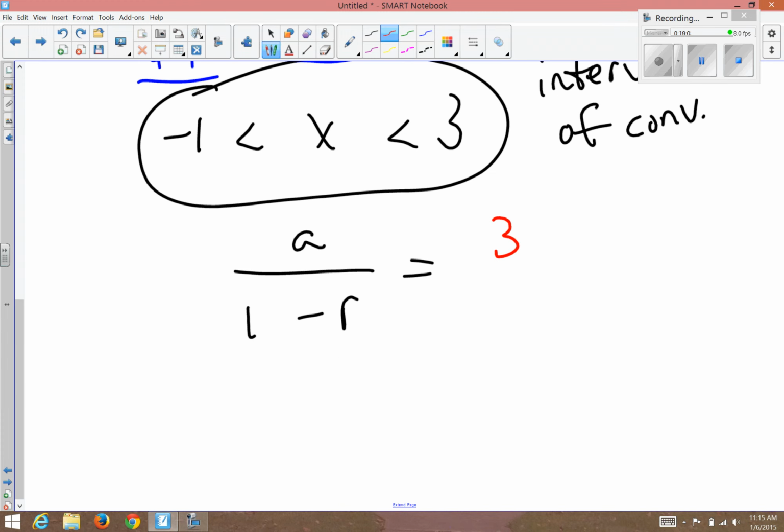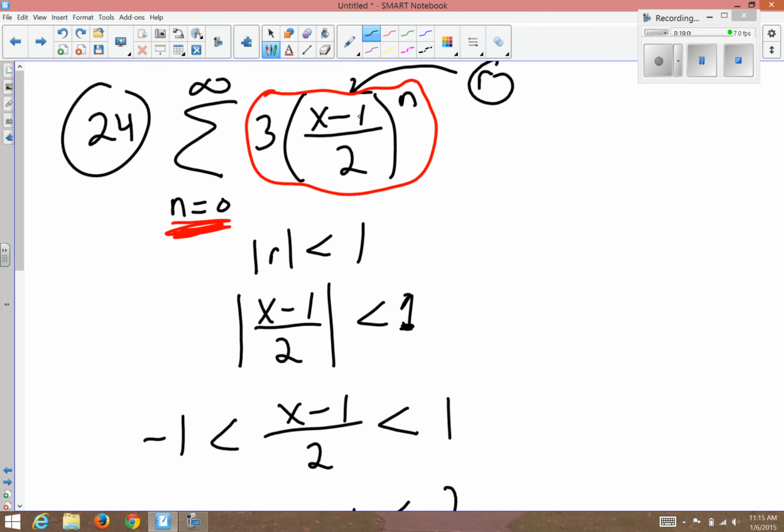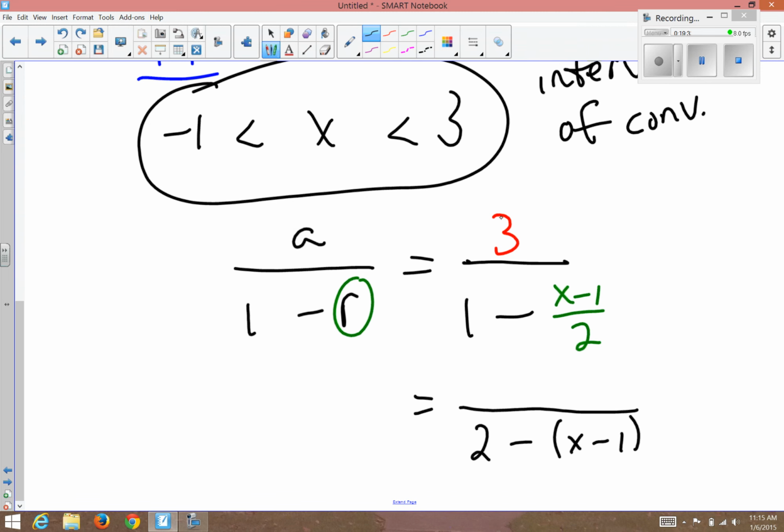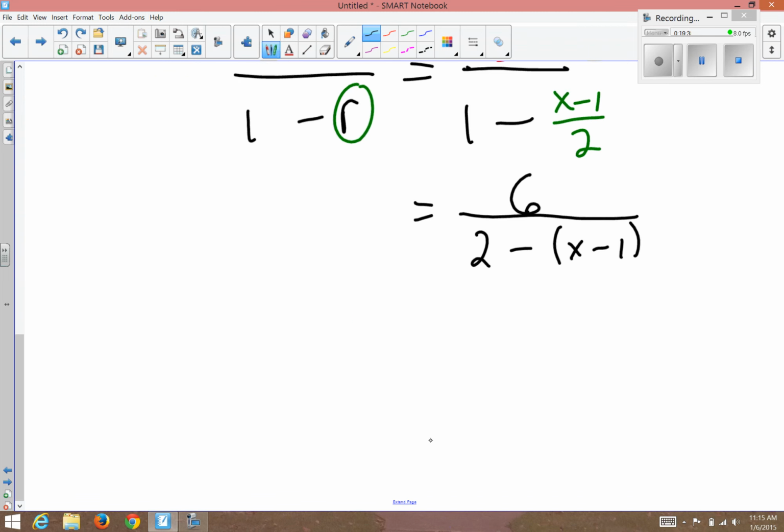So a over 1 minus r. R is what's in the parentheses, x minus 1 over 2. This right here is x minus 1 over 2. If we multiply the denominator by 2, we'll get 2 minus the quantity x minus 1. If we do that, we have to multiply the numerator by 2. 6 over 2, this minus gets distributed. It's minus this whole thing, not just minus the x. 2 minus x plus 1.